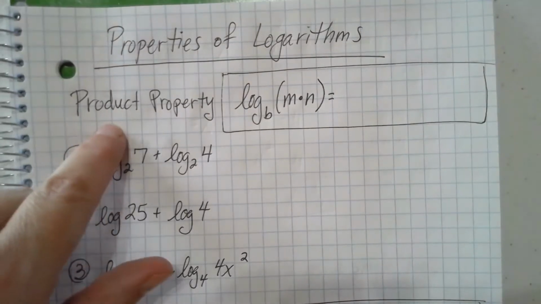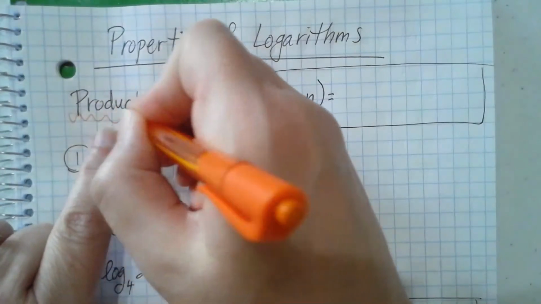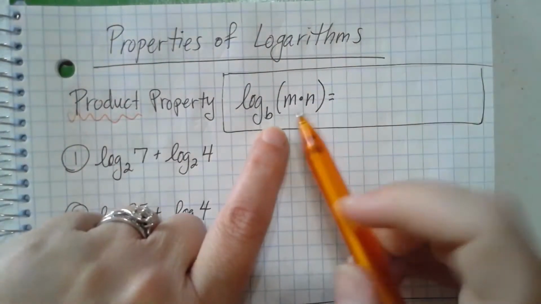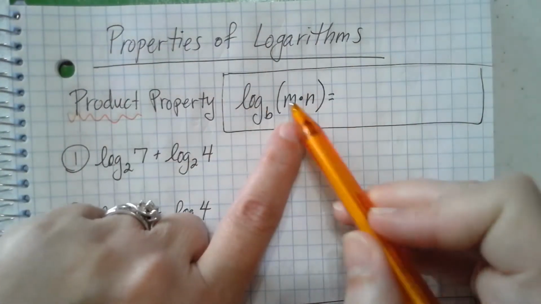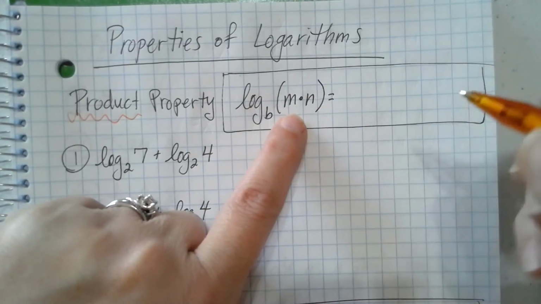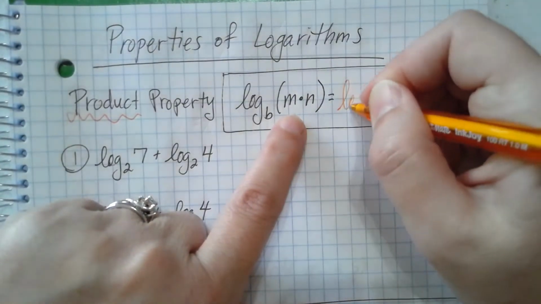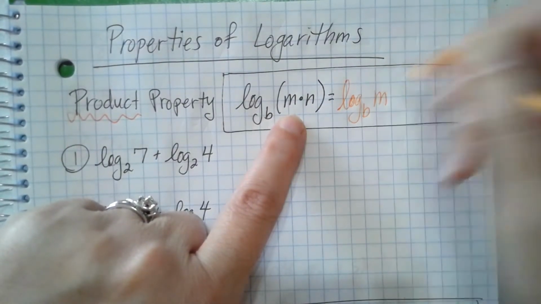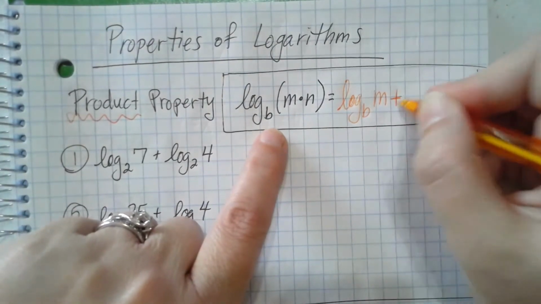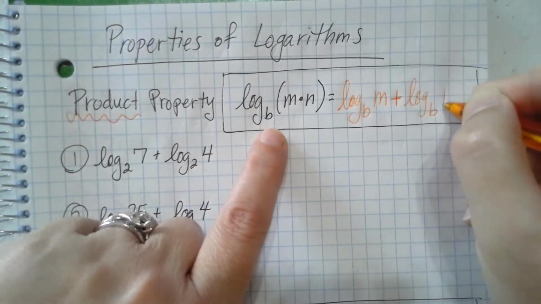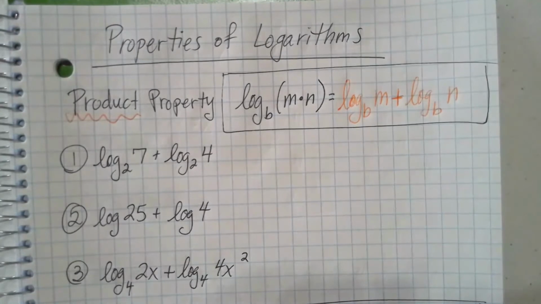Okay, so the product property says that the log base b of two numbers multiplied together is the same as log base b of m plus log base b of n.